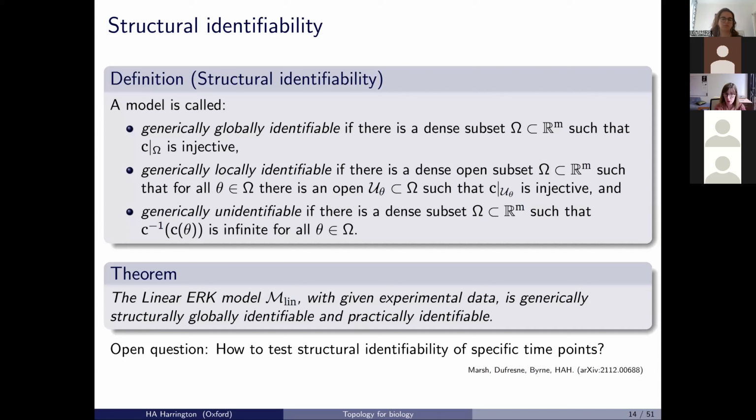One of the open questions we have is, how do we test structural identifiability with specific time points? There's a theorem from Eduardo Sontag where we have to have a sufficient number of time points, but actually, instead of saying generic time points, specific ones. And so that's an open question.